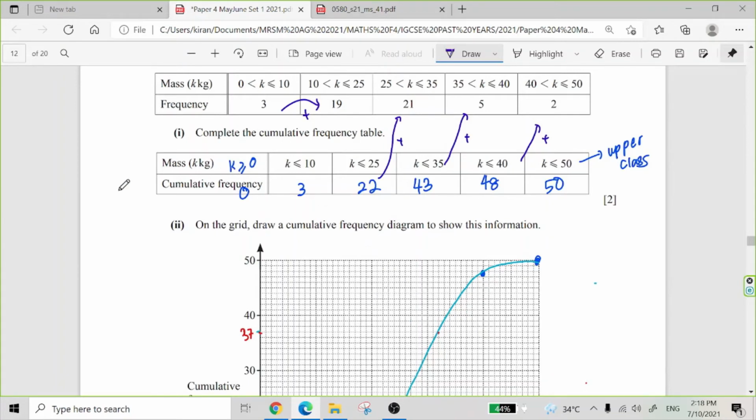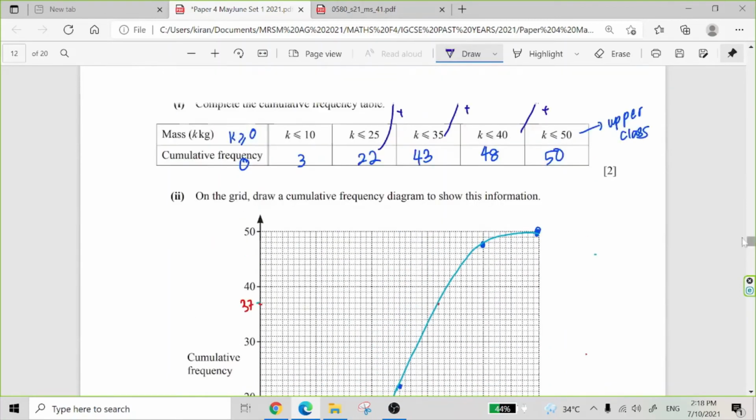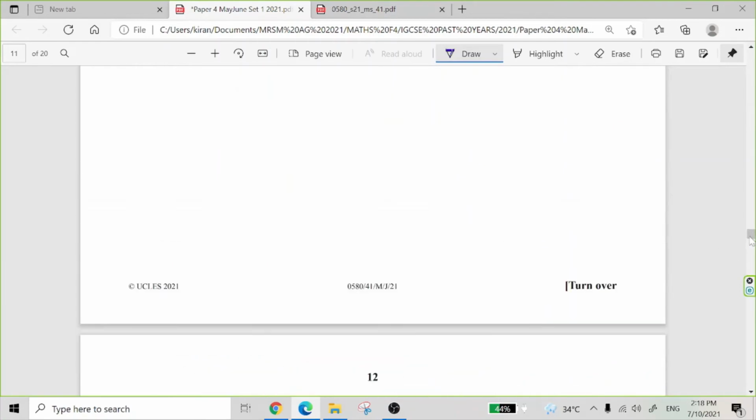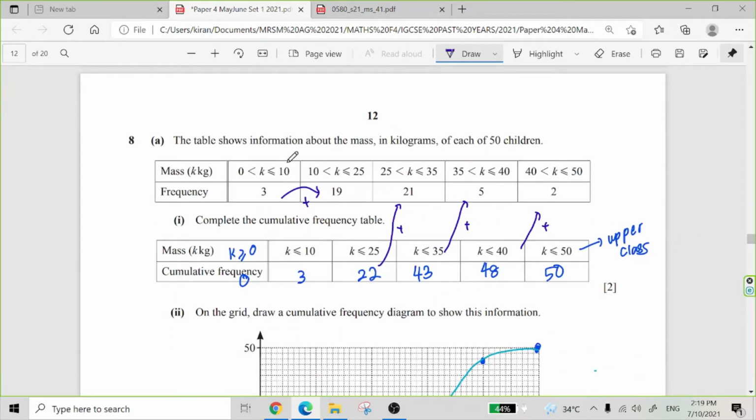Okay, as you can see, this is the cumulative frequency table. It helps you to draw the cumulative frequency diagram. So what we have to do for the x-axis is use the upper class for each class interval for the mass. Okay, so we take it for this part. This is the upper class, at the end of the inequalities. So we take it k less than or equal to 50, k less than or equal to 40, k less than or equal to 35, less than or equal to 25, less than or equal to 10.